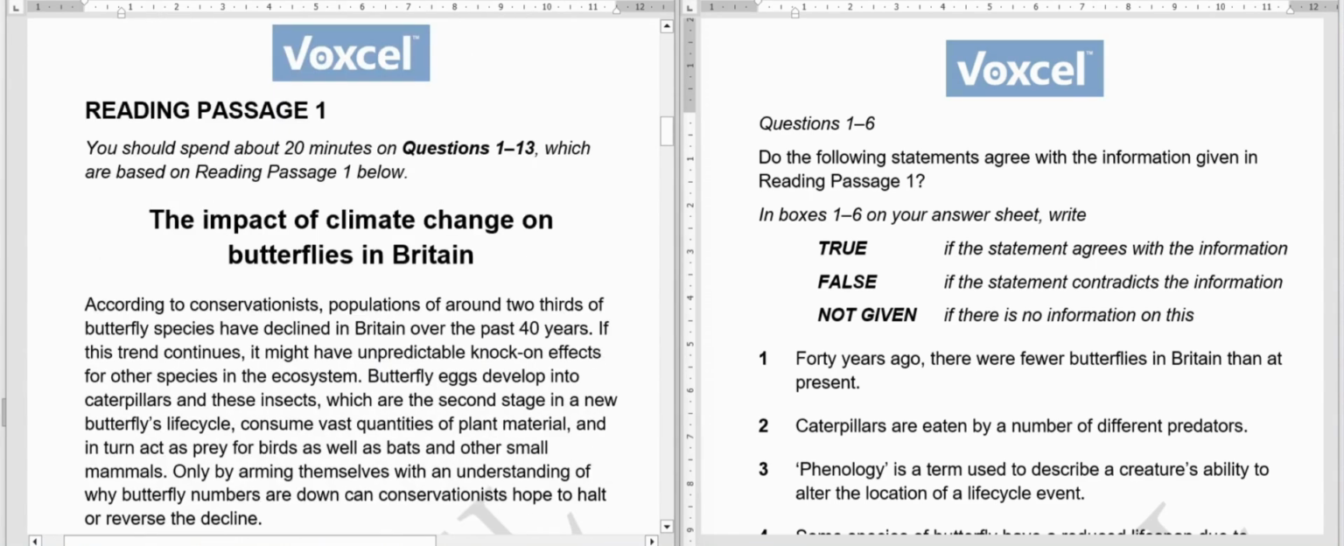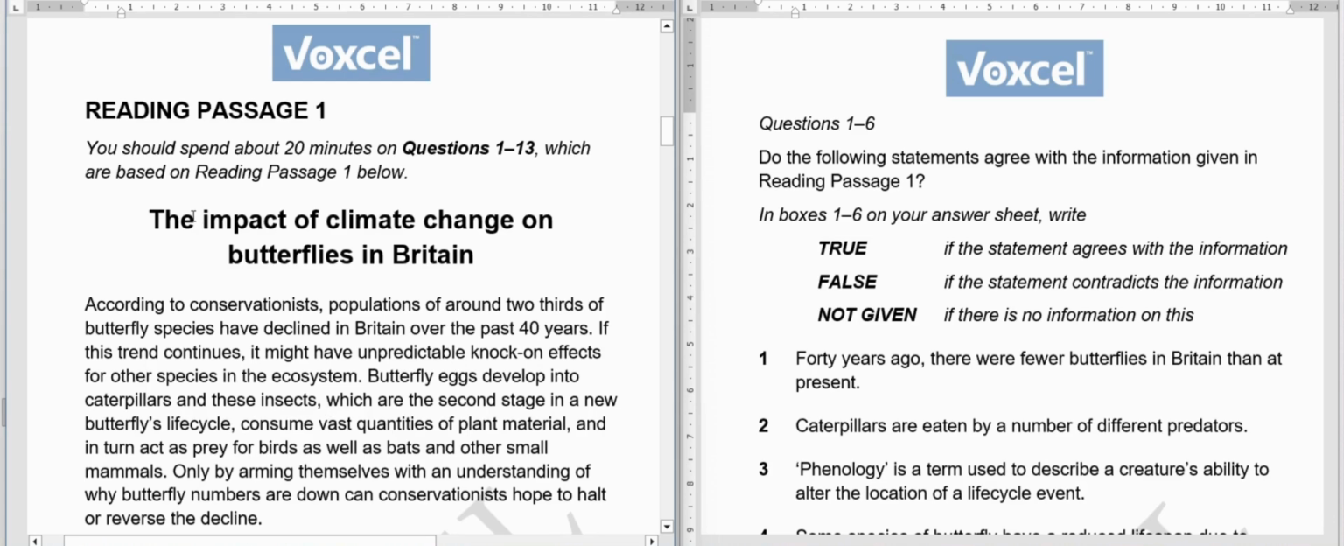If you have seen the previous videos, you know our drill. First we read the title of the passage. The title says the impact of climate change on butterflies in Britain. So what's the benefit of reading the title? It will help us to activate the vocabulary, or it will help us to make a rough idea of what we are going to read in the passage.